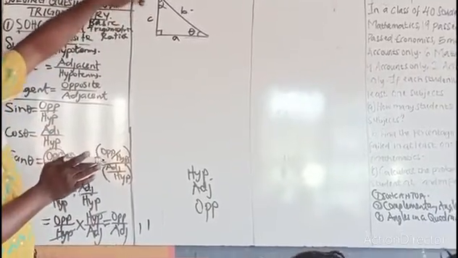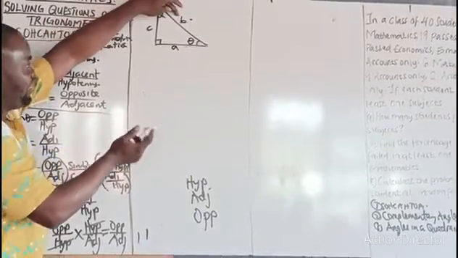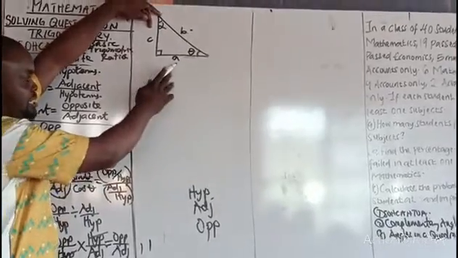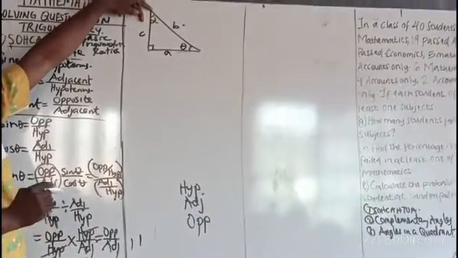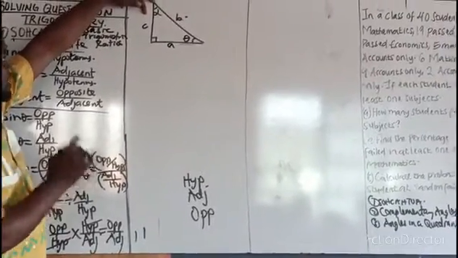Which means that the third one, what's the third one now? We have mentioned B is our hypotenuse, C is our adjacent. Automatically, what will A be? Opposite. Is that clear? Okay.